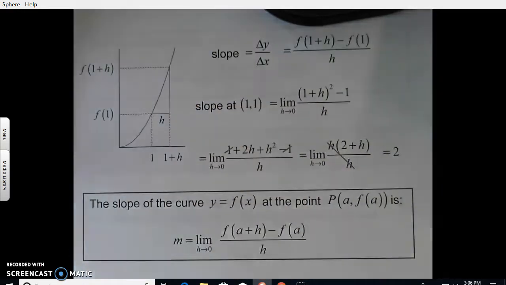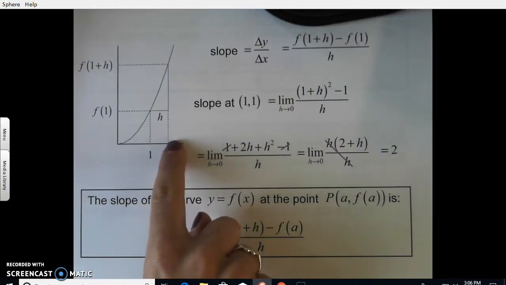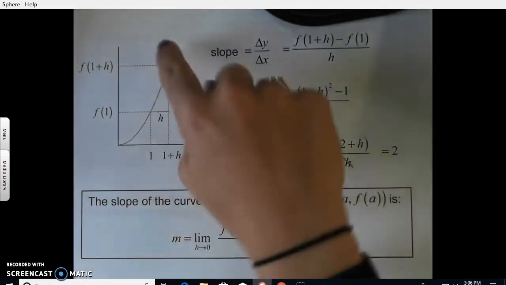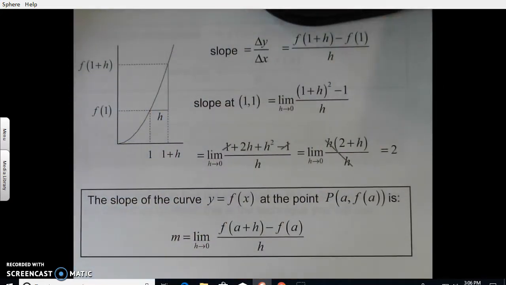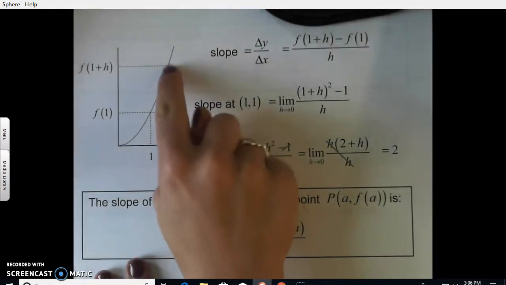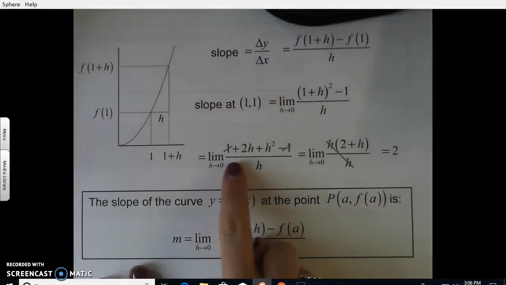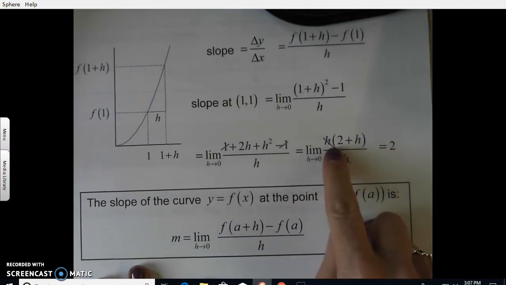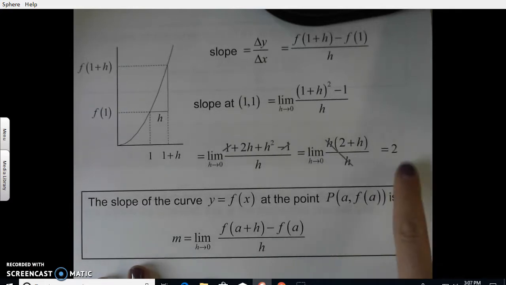Here is a picture of it. We have our function, we have 1, and then 1 plus h would be how far away we are from 1. Then h is here, f of 1 plus h is up here, so we're taking our y values, f of 1 plus h minus f of 1. And then we're left with 2h over h plus h squared over h. Factor out an h, the h is canceled, we're left with 2 plus h. Therefore, our limit would be equal to 2, so that our slope would be equal to 2.